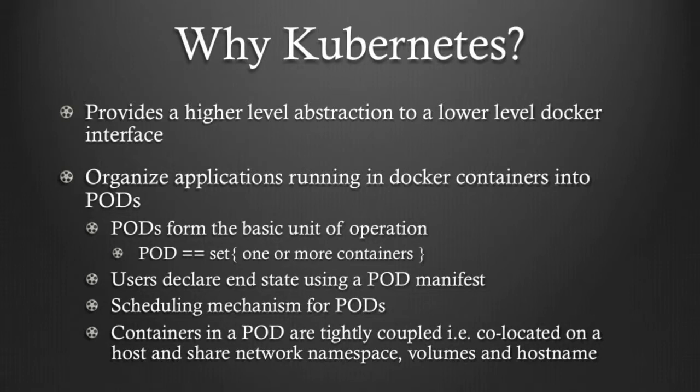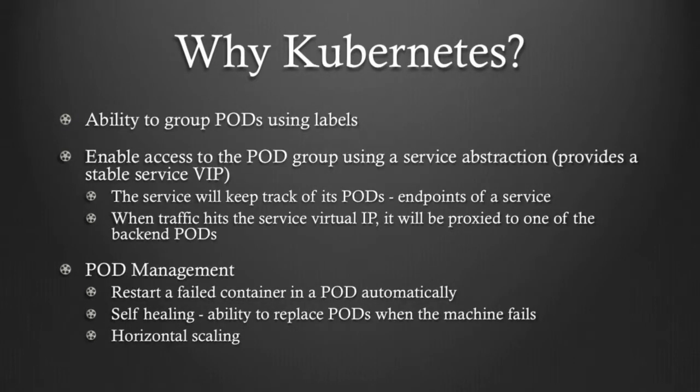It also provides a scheduling mechanism for pods. And the containers in a pod are tightly coupled, which means they are co-located on a host, and they share the network namespace, the volumes, and also the host name. This is one interesting feature that I've seen, the ability to group pods using labels. Let's go back to the previous example, where you have multiple pods. You can group them together using a label, and then Kubernetes can, using that label, load balance your traffic across multiple pods. You can enable access to a pod using a service abstraction.